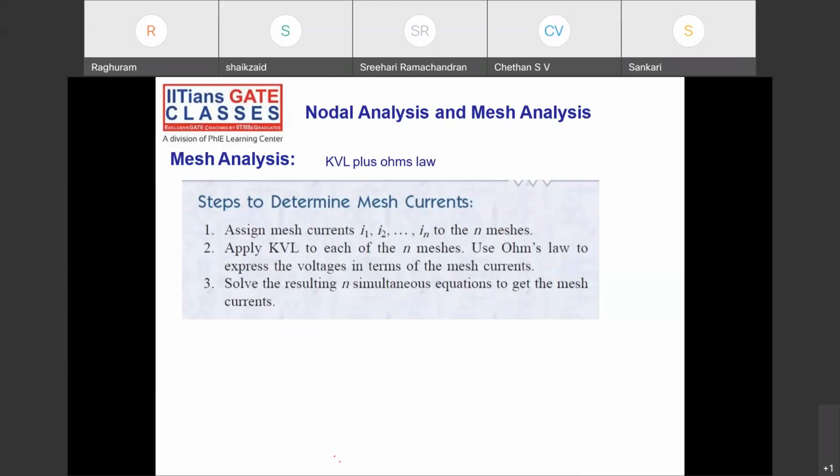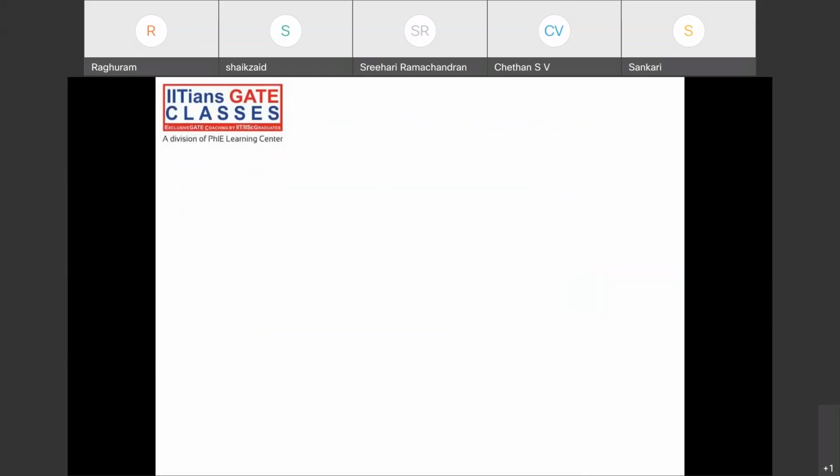Again, steps to determine mesh currents. Assign mesh currents I1, I2, up to IN for all the n meshes. Apply KVL to each of the n meshes. Important: use Ohm's law to express voltages in terms of mesh currents. In nodal analysis, it is branch currents in terms of branch voltages. Here, it is voltages in terms of mesh currents. Solve the resulting n simultaneous equations to get the mesh currents.